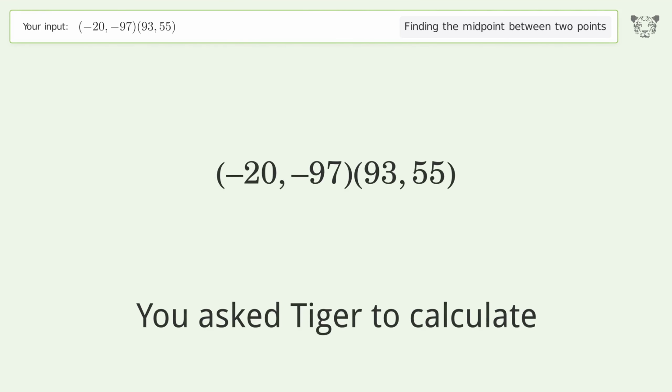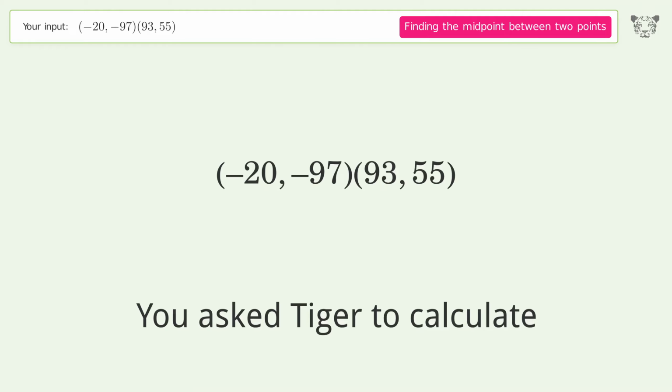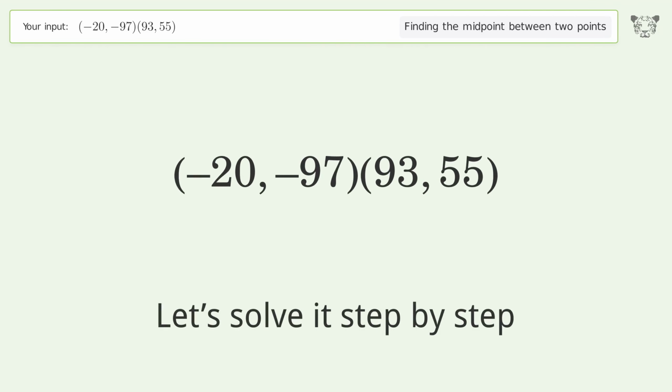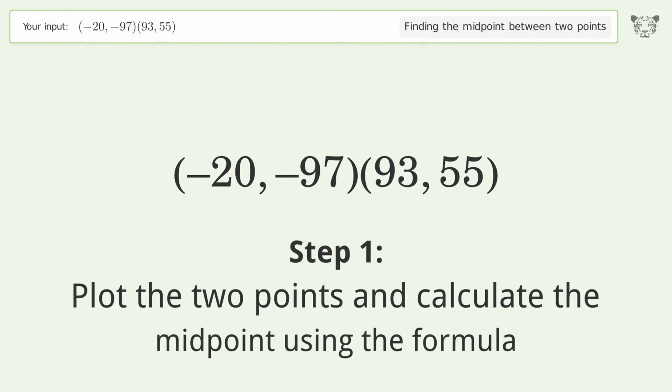You ask Tiger to calculate. This deals with finding the midpoint between 2 points. The midpoint between the 2 points is 36.5, negative 21. Let's solve it step by step. Plot the 2 points and calculate the midpoint using the formula.